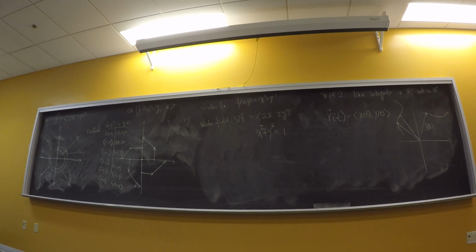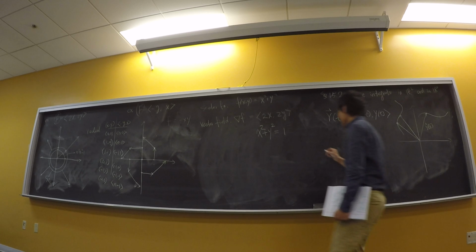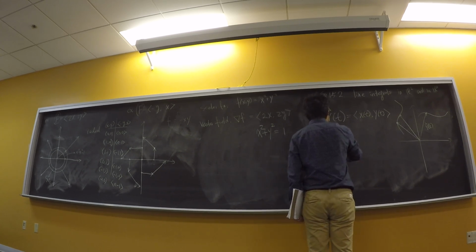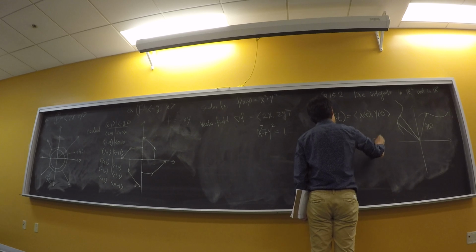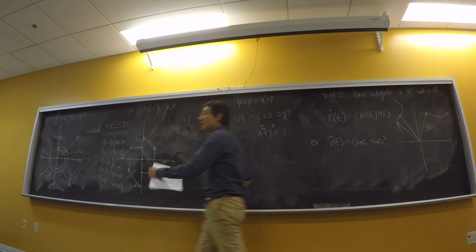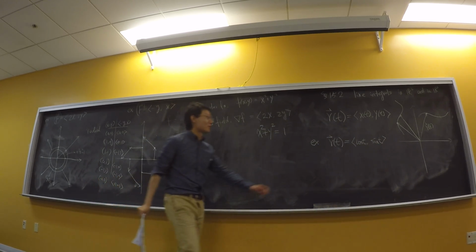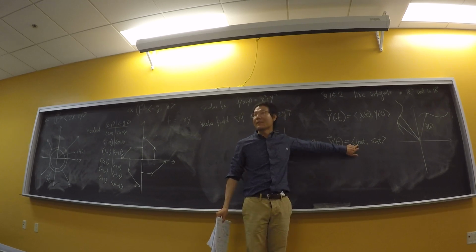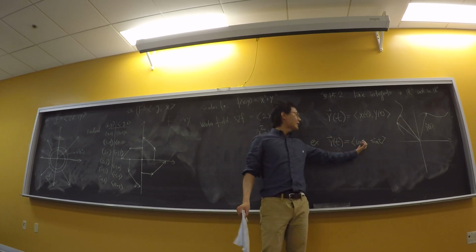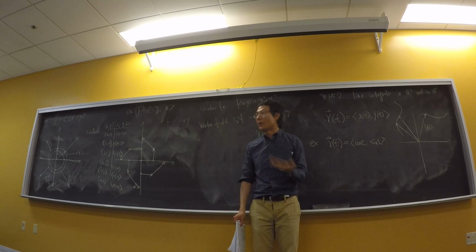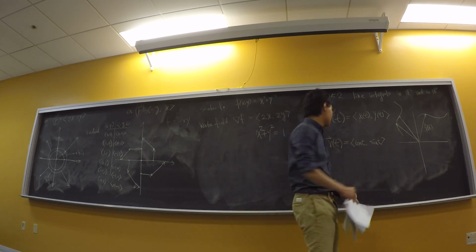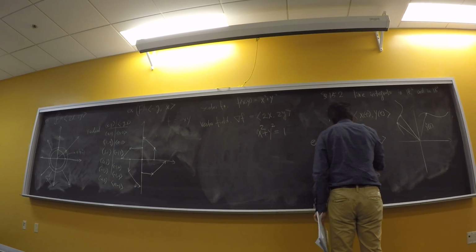For instance, I give you this example: r(t) equals cosine t, sine t. What does this curve define? We learned this before actually. This is defining a circle. One way you can see that is x component squared plus y component squared is equal to 1. This is defining a circle centered at the origin with radius 1.